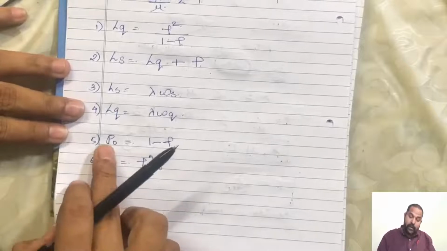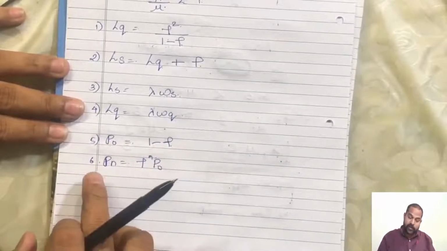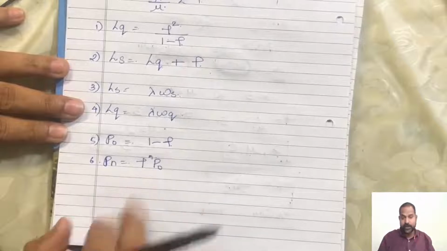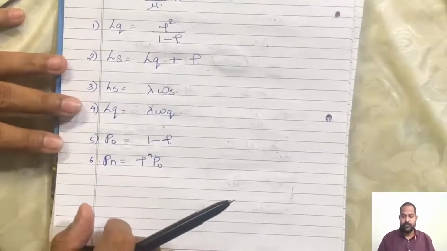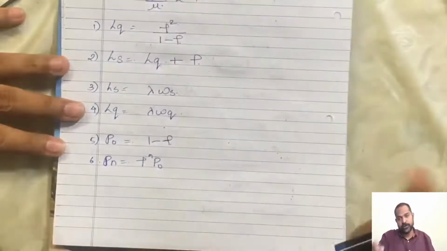WQ, and the probability of nobody in the system is 1 minus rho, and the probability of n people in the system is rho raised to n times p0. If you have this in place, all questions can be solved.